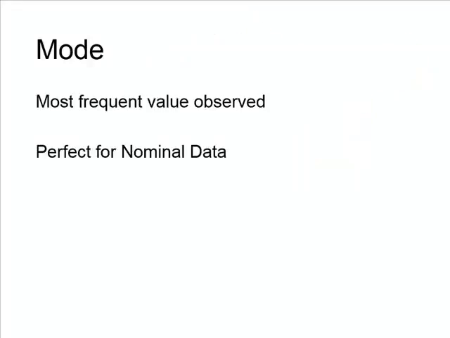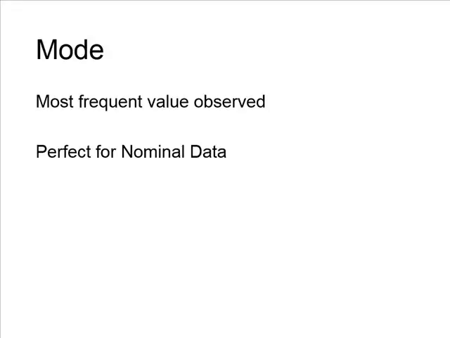The last type of way to condense data down and have it represented is called a mode. The modal category is the category that is seen most frequently, the one that you have observed the most. And this is perfect for nominal data. It is essentially a count. Which one had the highest number?